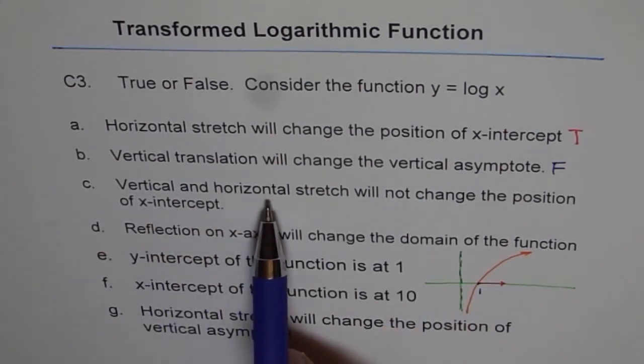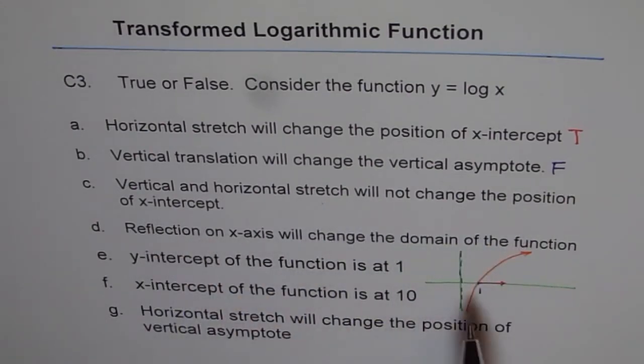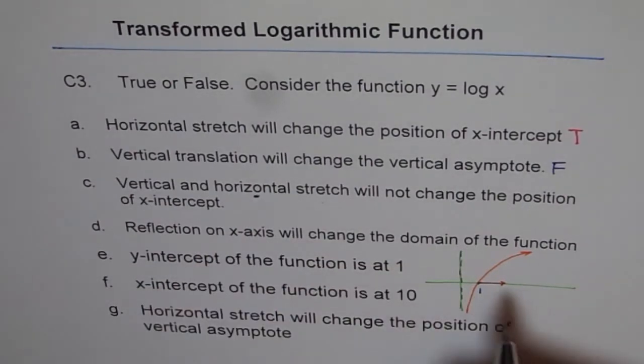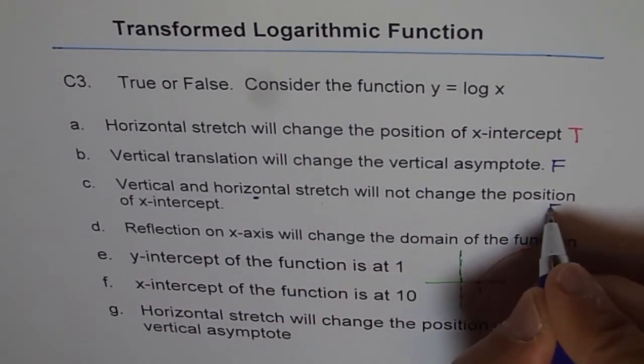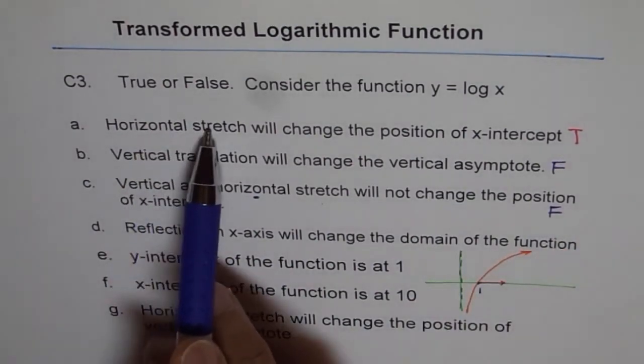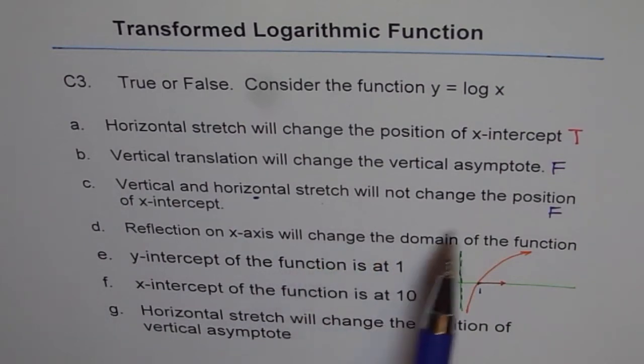Vertical and horizontal stretch will not change the position of the x-intercept. The x-intercept will not change by vertical stretch because 0 times anything is 0, but horizontal stretch will change it. You have seen it already. So this statement is also false, since horizontal stretch will change the position of the x-intercept.